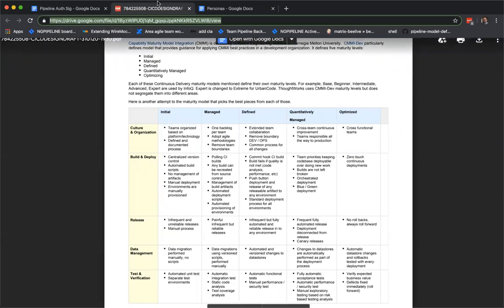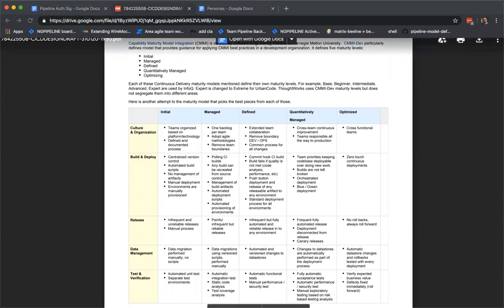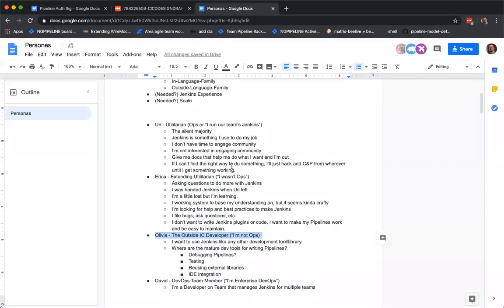Thoughts? Yeah, I think it's not a perfect rows and columns thing, but reasonably close. Close enough for making generalizations like personas anyway. Right, exactly.